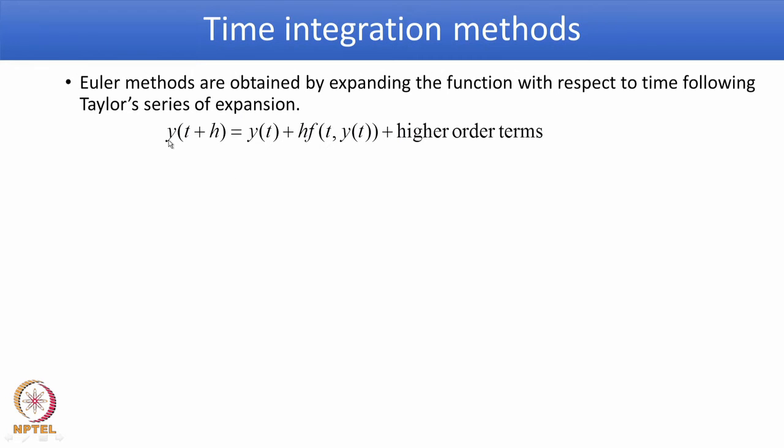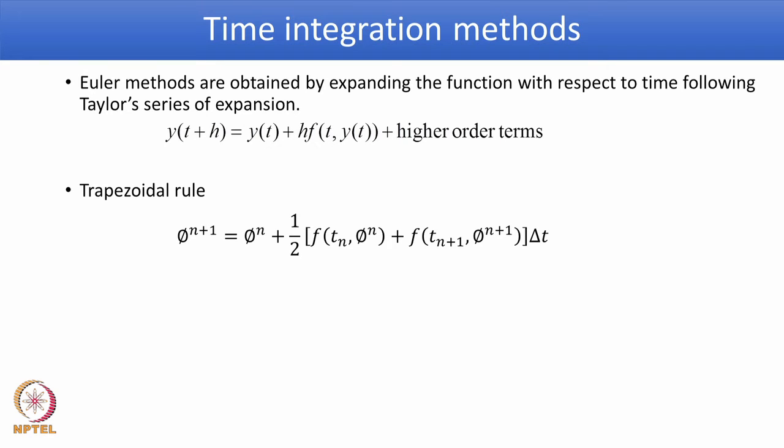So, in this case y of t plus h by Taylor series expansion is as shown here, y of t plus h f of t comma y of t plus higher order terms, and you know that h squared by 2 factorial, second derivative, and so on. We are only interested in the first derivative for time. So, we suitably replace, then you get different Euler formulas.